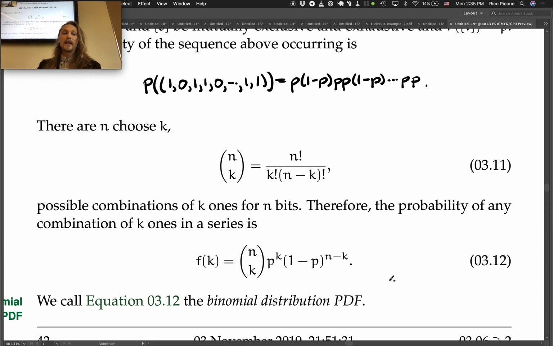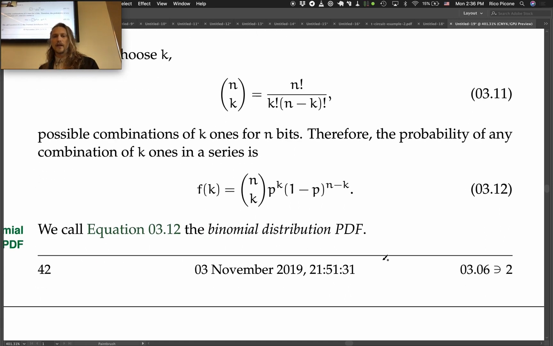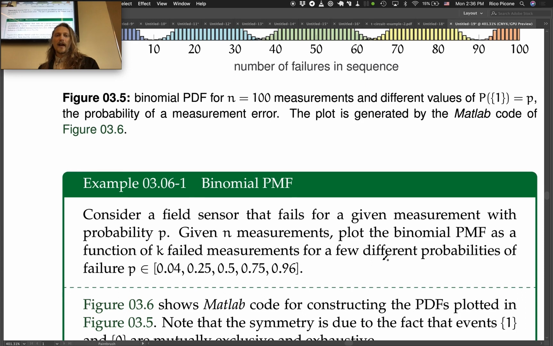Therefore, the probability of any combination of k 1s in a series is this f of k. So n choose k times p to the k, for the k 1s happening, and then there have to be n minus k zeros, so times 1 minus p to the n minus k. That's the probability of a given sequence that includes k 1s. We call this the binomial distribution PDF. Okay. Let's look at an example.